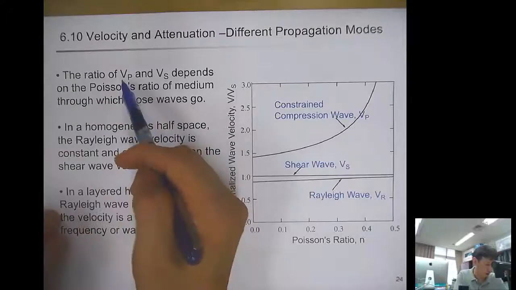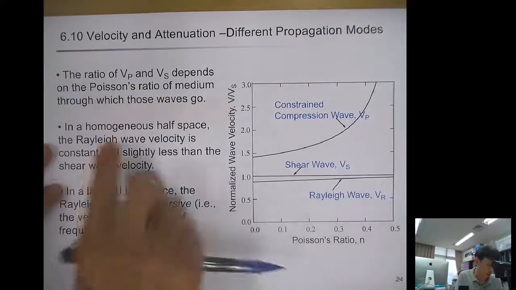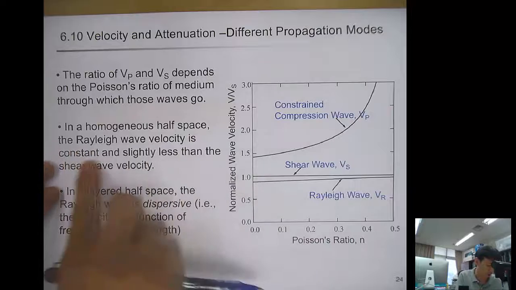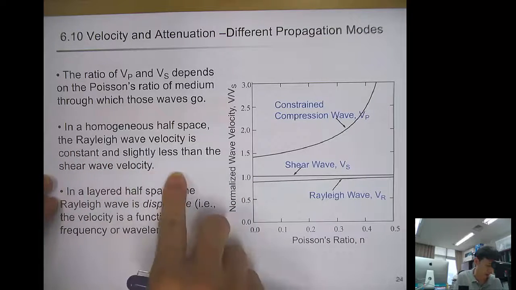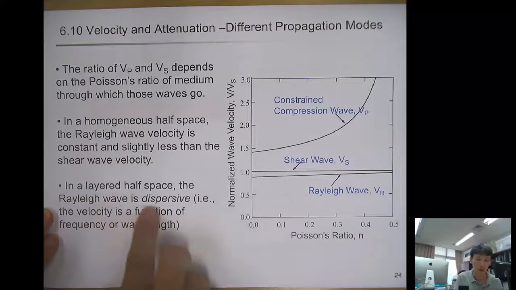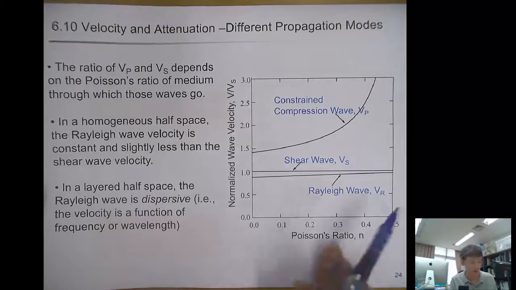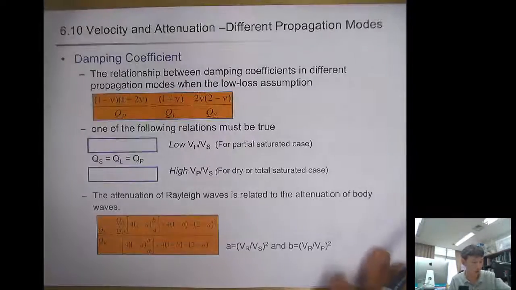So the ratio of the VP and VS depends on the Poisson ratio. In homogeneous half space, Rayleigh wave velocity is constant and slightly less than the shear velocity. In layered half space, the Rayleigh wave is dispersive. The velocity is a function of frequency or wavelength. So you can read it through with the textbook.